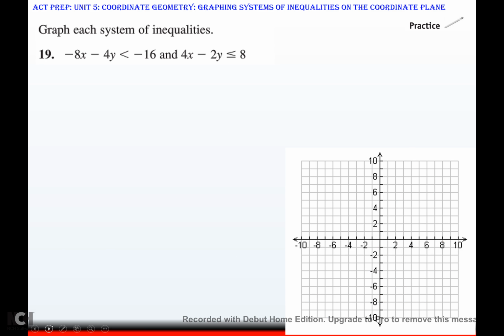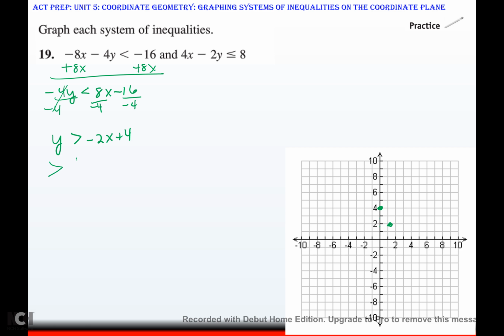Alright, so if we do this one, to get y alone, I'm going to add 8x, I get negative 4y is less than 8x minus 16, divide by negative 4 by negative 4 by negative 4, that's going to flip it, I get negative 2x plus 4, so I'm going to start at 4, I'm going to go down 2, right 1, no bar means connect dotted, so dot, dot, dot. Eating y suggests shading above, but I should test 0, 0.